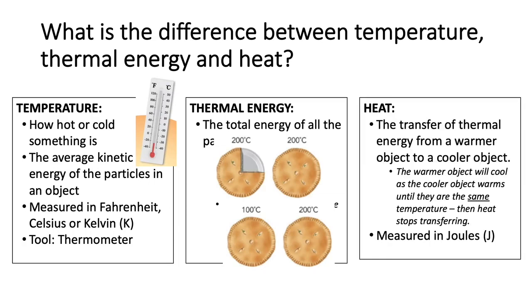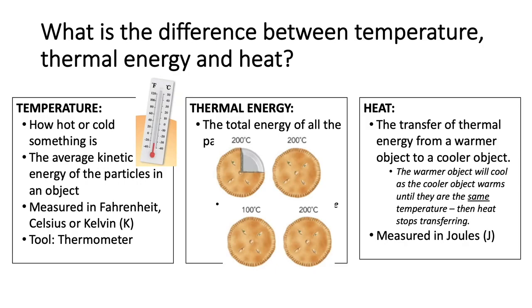And then finally, what exactly is heat? Heat is the transfer of thermal energy from a warmer object to a cooler object. That's always how heat flows. This means that the warmer object is going to cool as the cooler object warms until they're at the same temperature, or until they've reached thermal equilibrium, then heat stops transferring. This is measured in joules.